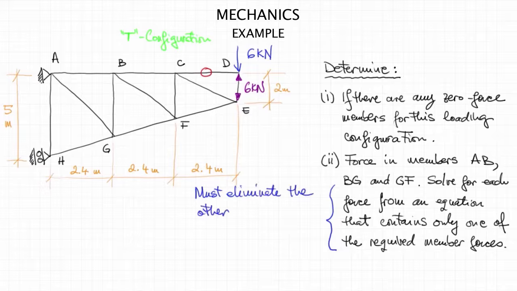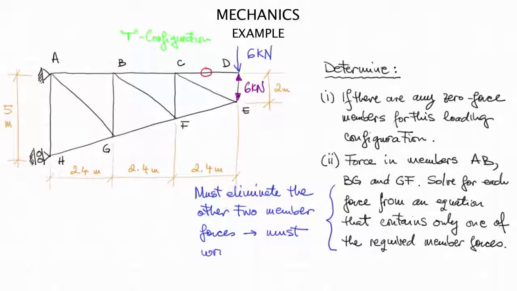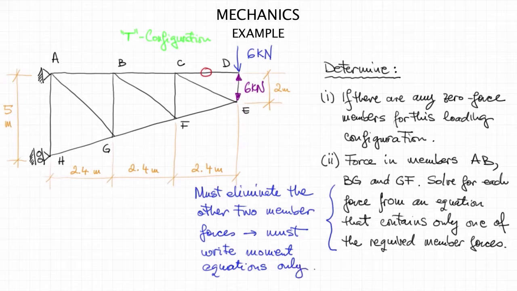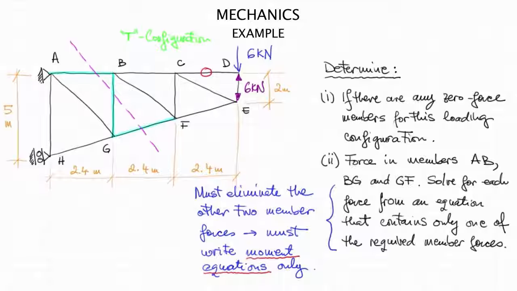Going on now to the second question, since there are no other zero force members in the truss except for member CD, that means we must eliminate the other two member forces when we solve for the third one. And eliminating unknowns or other member forces can only be done by writing moment equations. So in this case, because for each equation we have to eliminate the other two member forces, we have to write 3 moment equations. We cannot write force summation equations in this question because we are asked to eliminate the other unknowns.